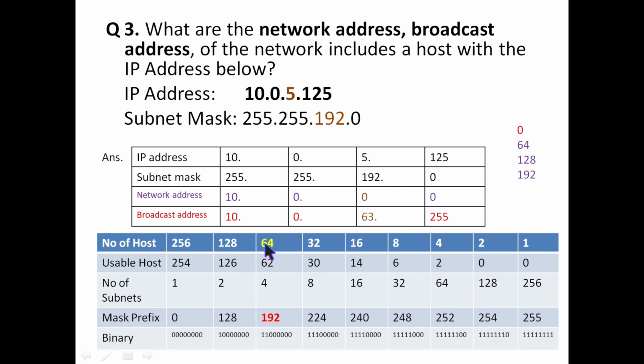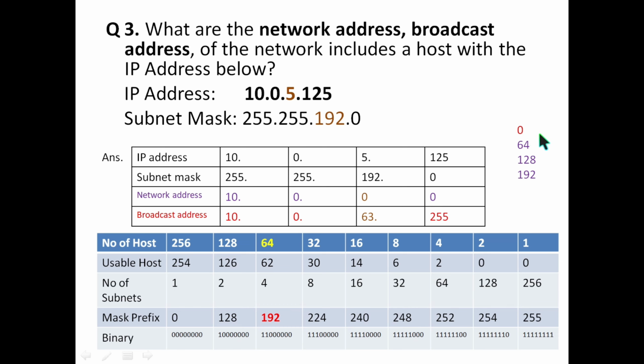Then the number of hosts is 64. The first network will be 0, next 64, then 128, then 192. So we are adding 64 to get the next subnet. Now, subnetting is done in the third number, so we will check the third number, that is 5. So it falls in this network.